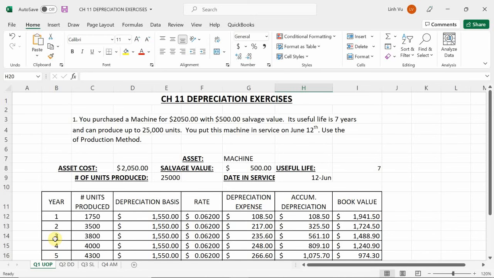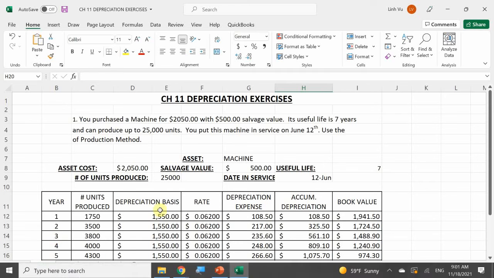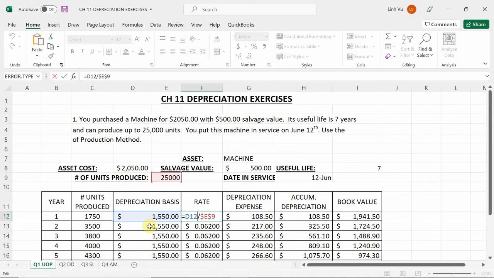Teacher, yes. What is the calculation for the rate? Sorry, you are cutting in and out. Can you repeat that again? The rate, the result of the rate, 0.062. It is the rate. It is your depreciation basis divided by 25,000.